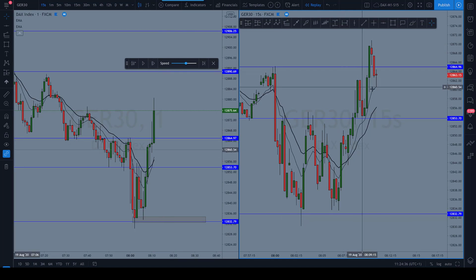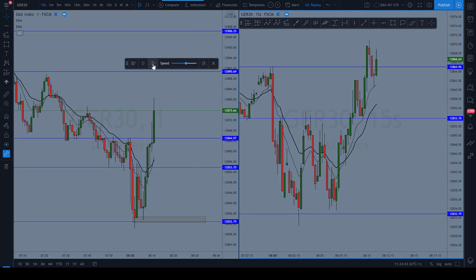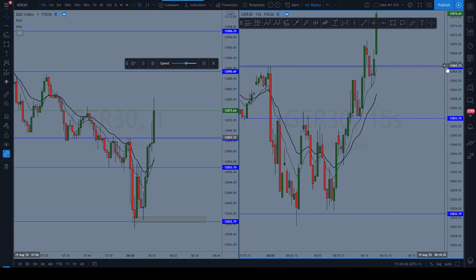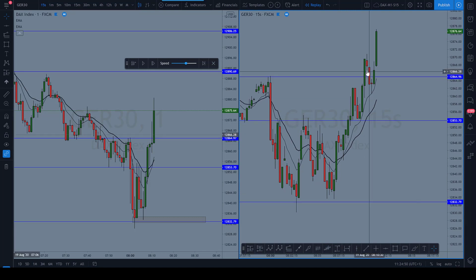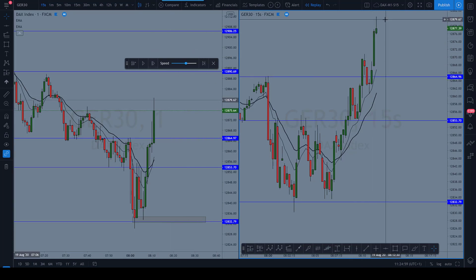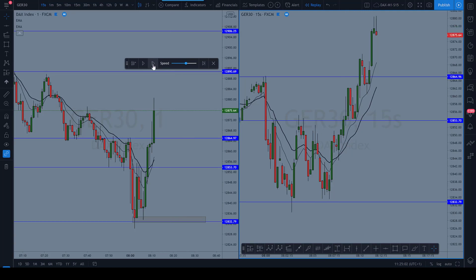Pulls back, touches the 10 EMA nicely, long at 65. Where does it go? Well, if you're long at 65, it's gone to 75, right? It's even touched 80. And then it pulls back. Obviously, if you didn't exit there, you have your 10 here. That's two trades there.